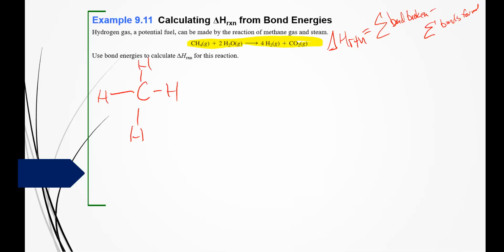All right, so we have our CH4. We have our water. We have our hydrogen. And we have our carbon dioxide. Does anyone have any questions about the Lewis structure side of things?